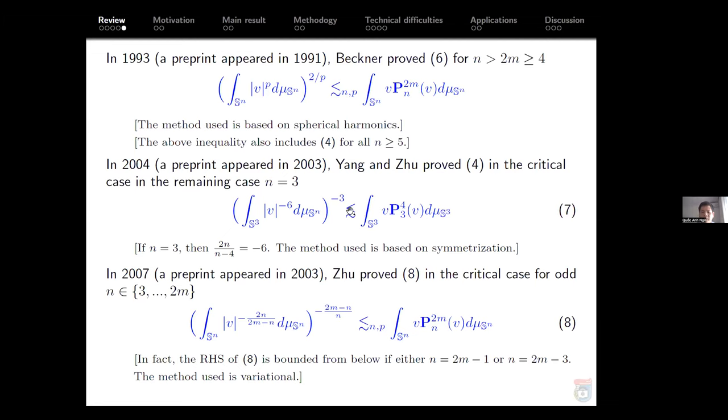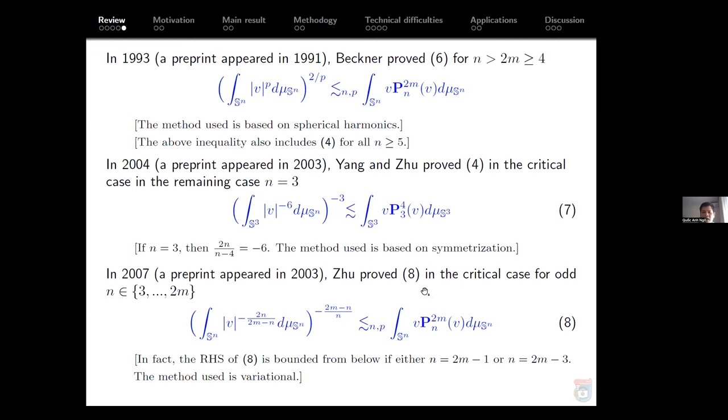So here's minus 3, and here is minus 6, which is the critical exponent in three dimension. And the proof is using variation plus the symmetrization process. So 3 years later, Zhu generalized inequality 7 for higher order operators. So he proved that inequality 7 remains valid if we play with the GJMS operator, and inequality 8 is the critical Sobolev inequality for the GJMS operator.